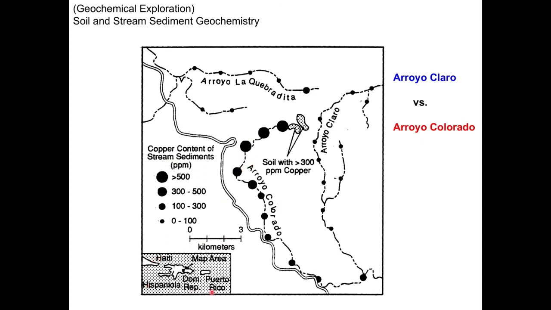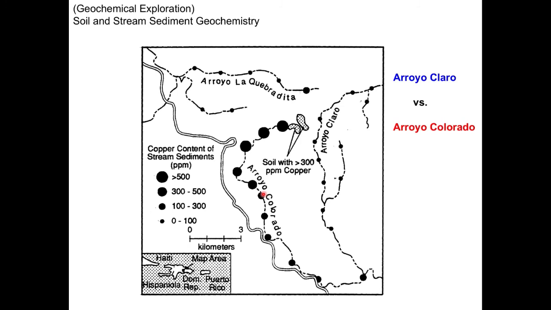So on this map, if we look bottom left, here we have the Dominican Republic, which shares the same island with Haiti. And all I want you to focus on are two streams. On the right-hand side, this is the stream called Arroyo Claro, which starts here at low elevation, and then you can move to higher elevation towards the top of the map. And the second stream is Arroyo Colorado. And again, notice that at the bottom of the map, you're walking uphill towards the top of the map.